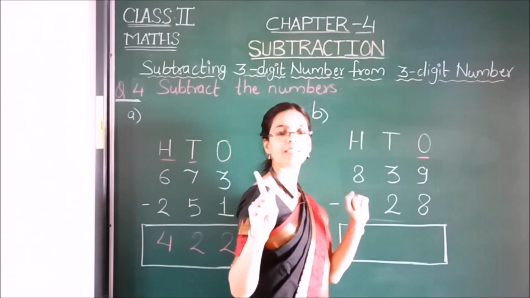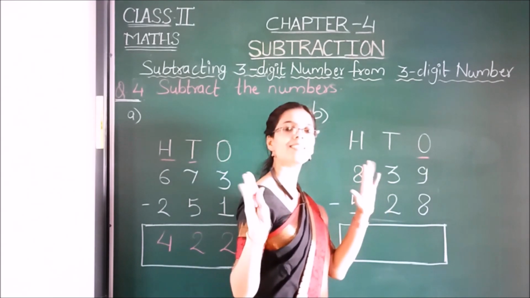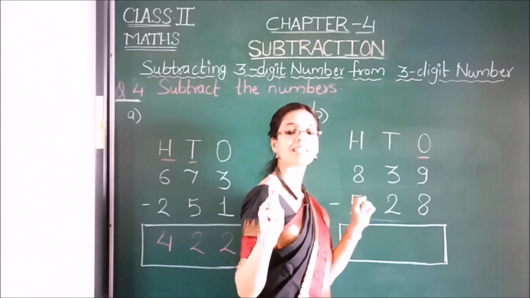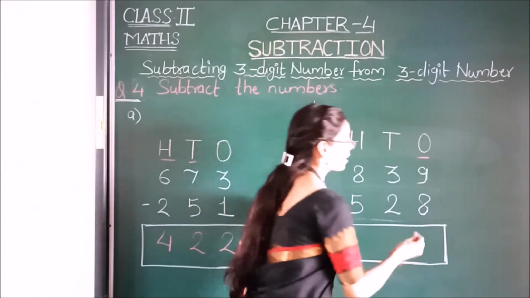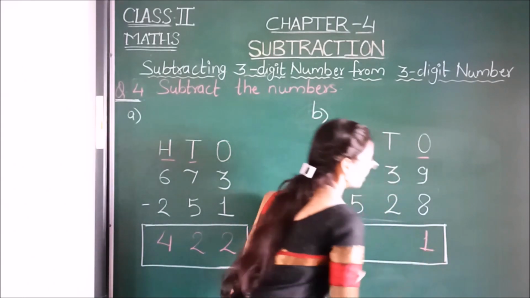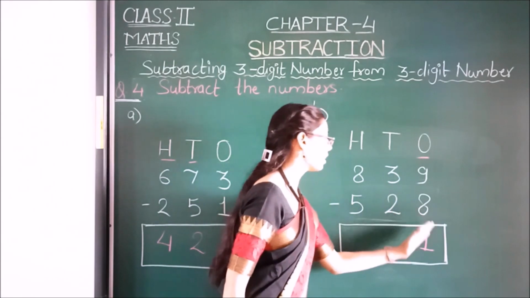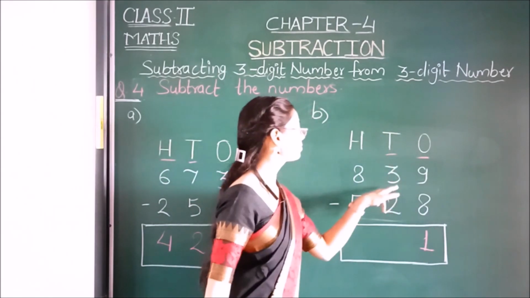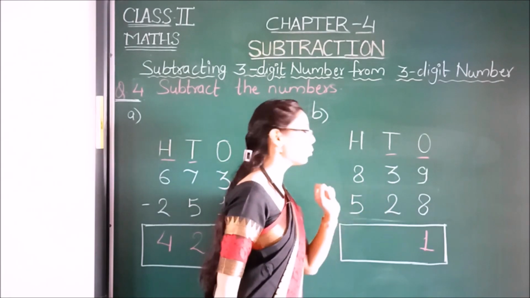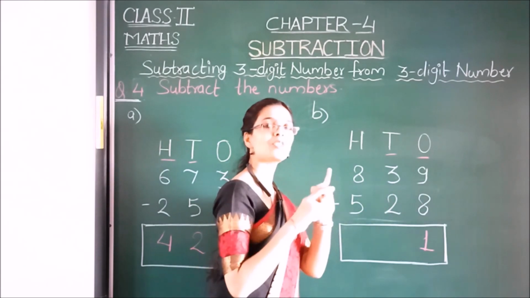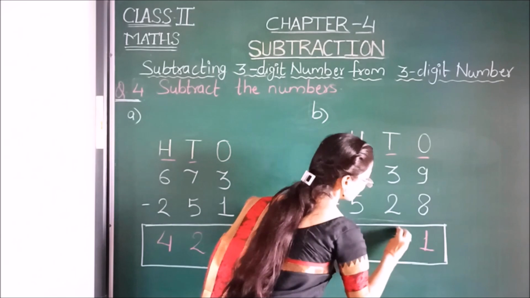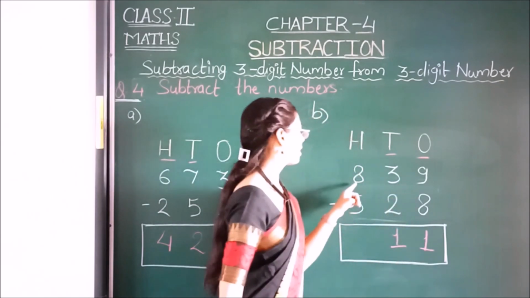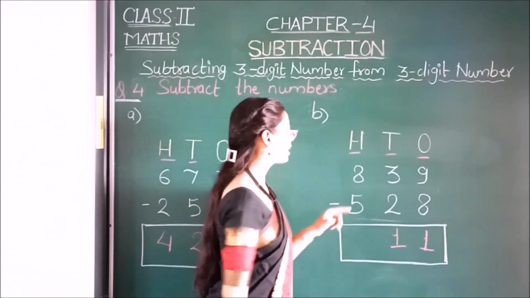5 plus 3 is 8. 9 minus 8. How many fingers are left? 1. So 9 minus 8 is equal to 1. Then move to the tens column. 3 minus 2. How many fingers are left? 1.